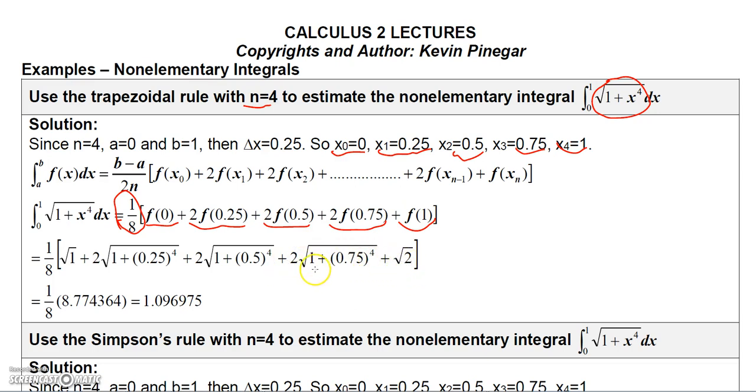Now if you want to figure out what these square roots are beforehand and then plug them in, that's fine too. But I just went ahead and gave you the expressions like this. Now when I added all of this up, I got 8.774364, and then you multiply it by 1/8 and you get 1.096975, and that's accurate to 6 decimal places.